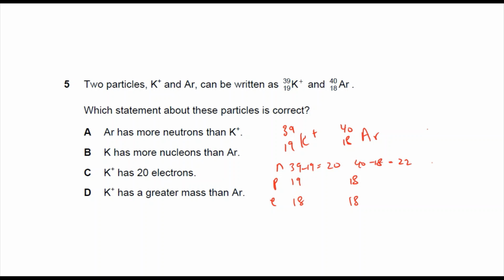So option A, argon has more neutrons than potassium. Well, let's see, argon has 22 and potassium has 20. So A is kind of correct, but let's just look at the other options. B, K has more nucleons, that means protons and neutrons, than Ar. Well, potassium has 39 and argon has 40, so that's wrong. K plus has 20 electrons. Well, this is 19, this is 18, and if you look at the electrons, it's 18, 18. So wrong. Potassium has a greater mass than Ar, does it? 39, 40? No. So the answer is A.